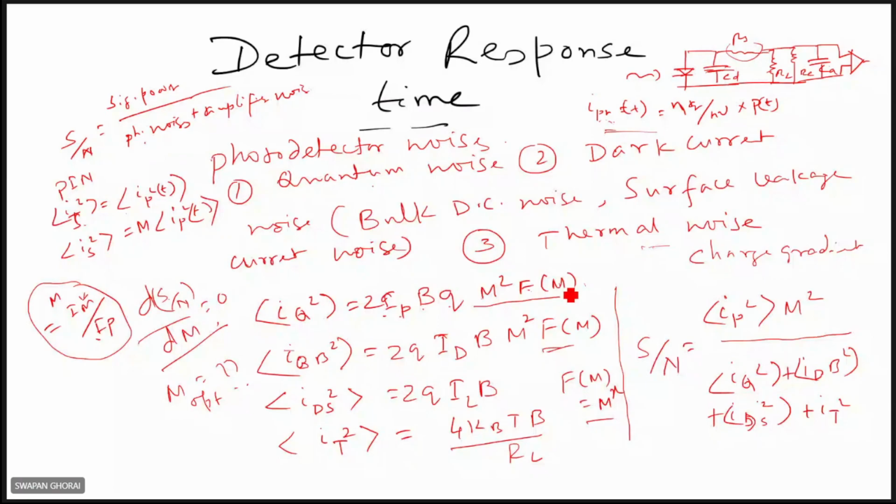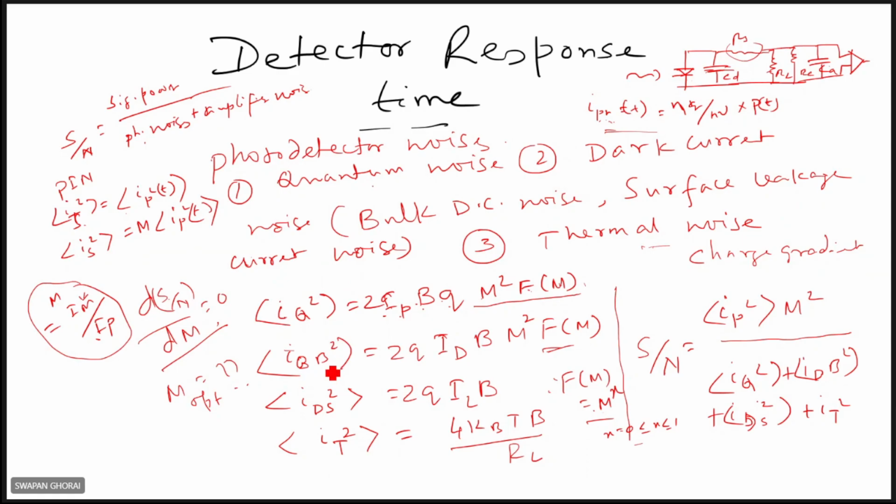FM equals M to the power X, where X can vary between 0 and 1. So these factors will be 1 for a pin photodiode. So 2 IP B Q M squared FM is the mean square quantum noise current. The quantum noise current arises because if 5 photons are incident on the device, not necessarily 5 electron hole pairs will be created all the time. It can be 4, it can be 3, so some fluctuations will be there. That is actually the quantum noise current.